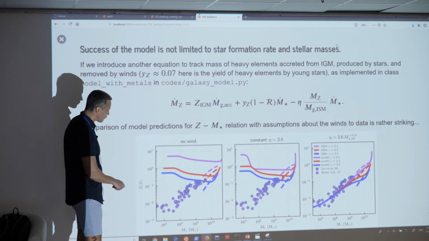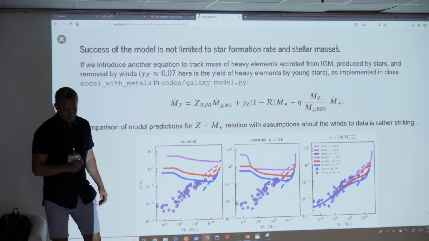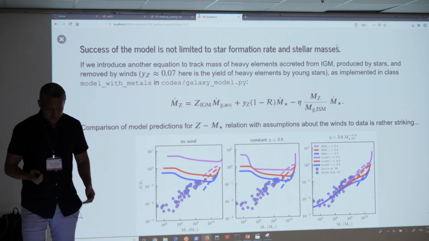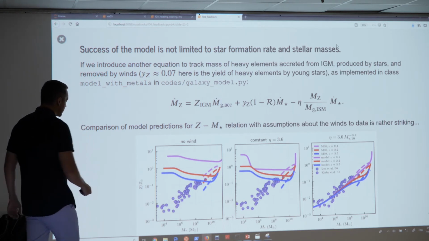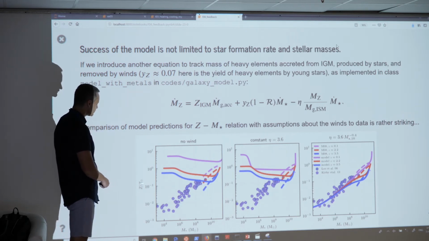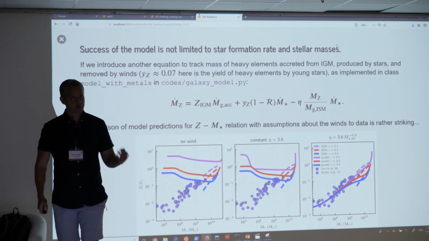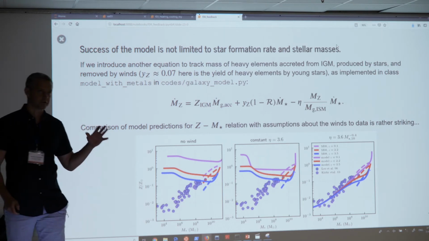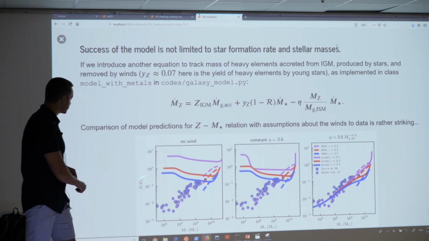So there are magenta points showing measurements for two samples of dwarf galaxies. Some of them are satellites of the Milky Way. Some galaxies are nearby dwarf irregular galaxies. And moreover, some of these measurements are for stellar metallicities and some of the measurements are for gas metallicities. In the model, I'm considering the gas metallicity. I could have modeled also the amount of heavy elements in stars and plotted the stellar metallicity here.